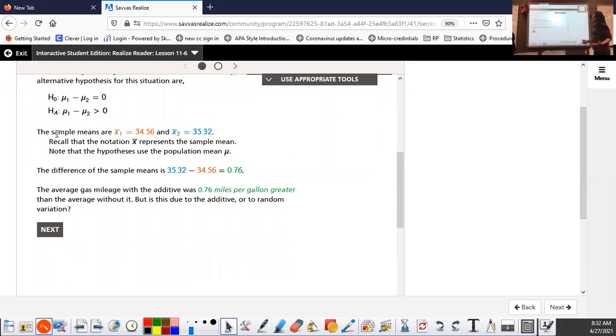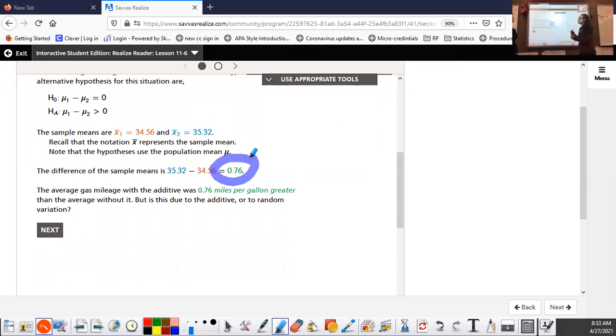And so they've designed this experiment such that we're really looking at the additive, and we want to know, is it due to the additive or is it just random chance that these cars got grouped over here and got some mileage, and these cars got grouped over there and got some mileage? And this is only 5 cars of each, so maybe it's not quite enough yet to be sure. When they did the averages, it was 0.76 miles per gallon greater with the additive. So that's what we found with the experiment.